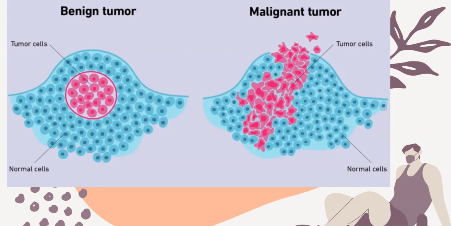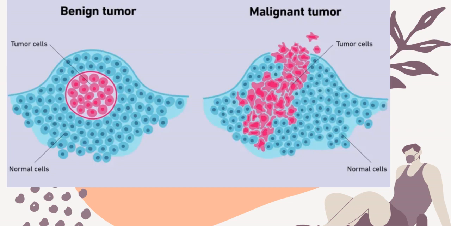Now, what are the internal properties in benign and malignant tumor? In case of benign tumor, the cells are well differentiated. But in malignant tumor, lack of cell differentiation happens. The rate of growth for the benign tumor is very slow, but the rate of growth in malignant tumor is very fast or rapid. Invasiveness is totally absent for the benign tumor, but invasiveness is fully found for a malignant tumor.